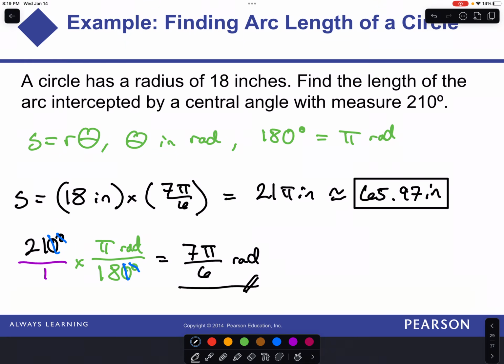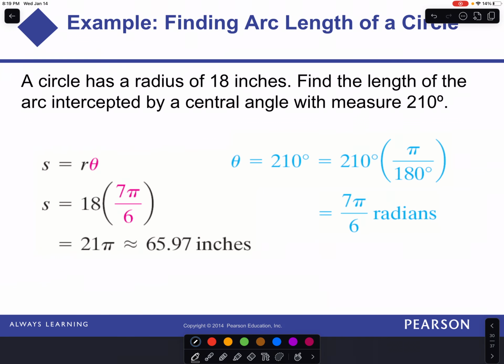Okay. All right, let's compare this to our prepared notes. S equals r theta, 7 pi over 6, approximately 65.97 inches. So they're showing off to the side, converting from degrees to radians, 7 pi over 6 radians. Okay.